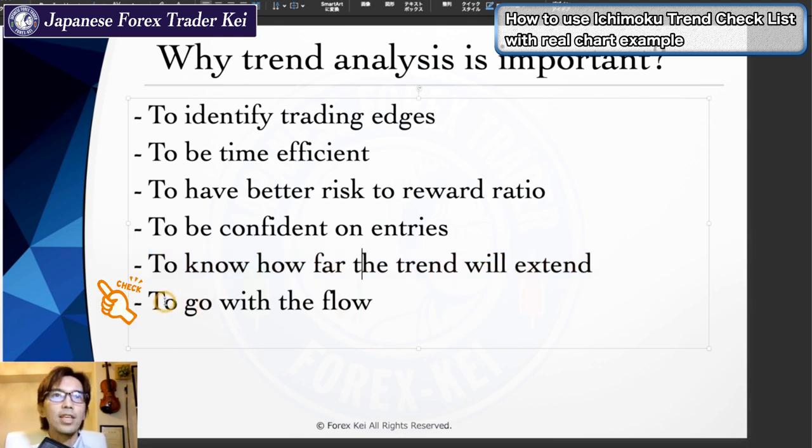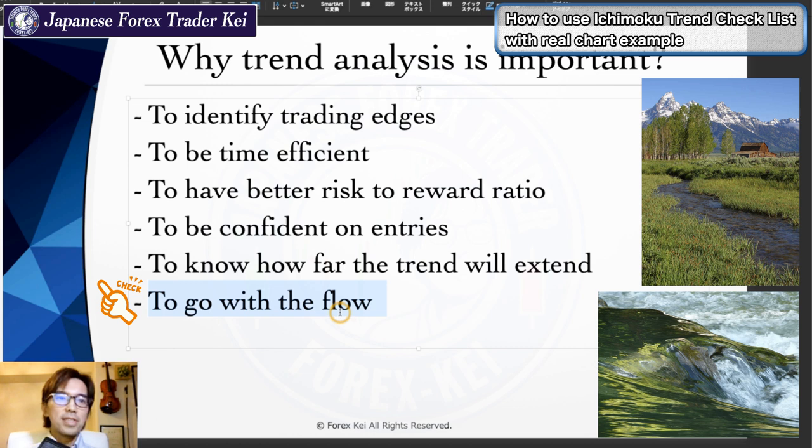And also finally, you can go with the flow. This is my saying, but you can go with the flow and you can be right. You can make profit, basically. Because sometimes you go against the wind and it needs more power, more energy to go that way when the wind is coming from in front of you. But when the wind is from behind you, then without taking much power or energy, you can actually go forward.